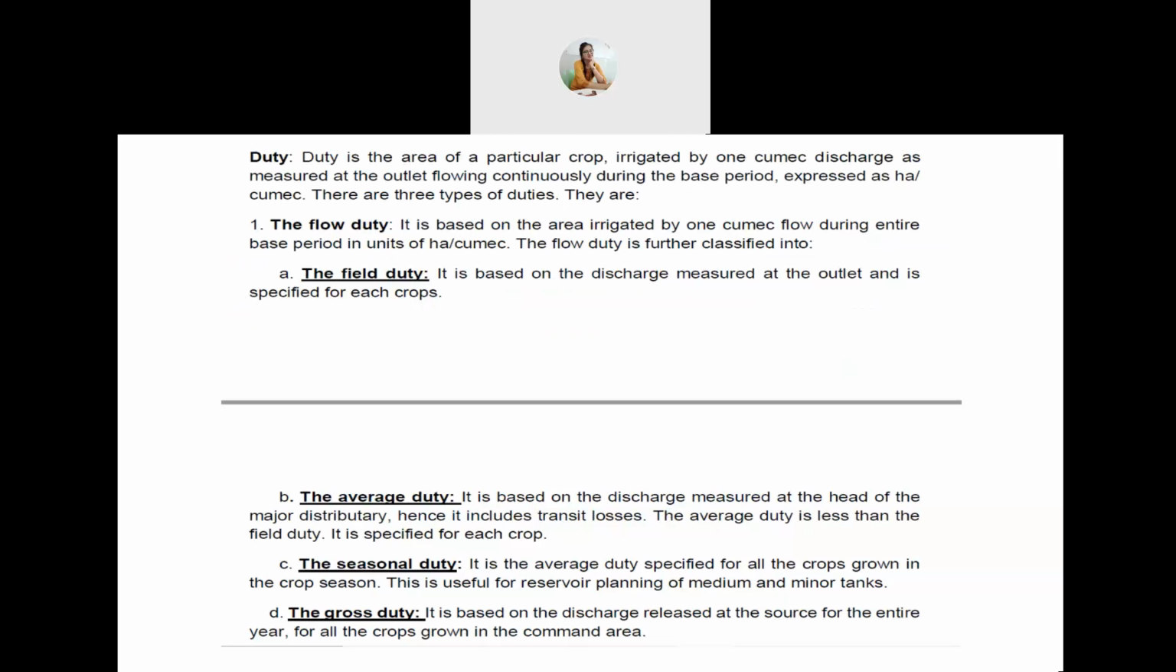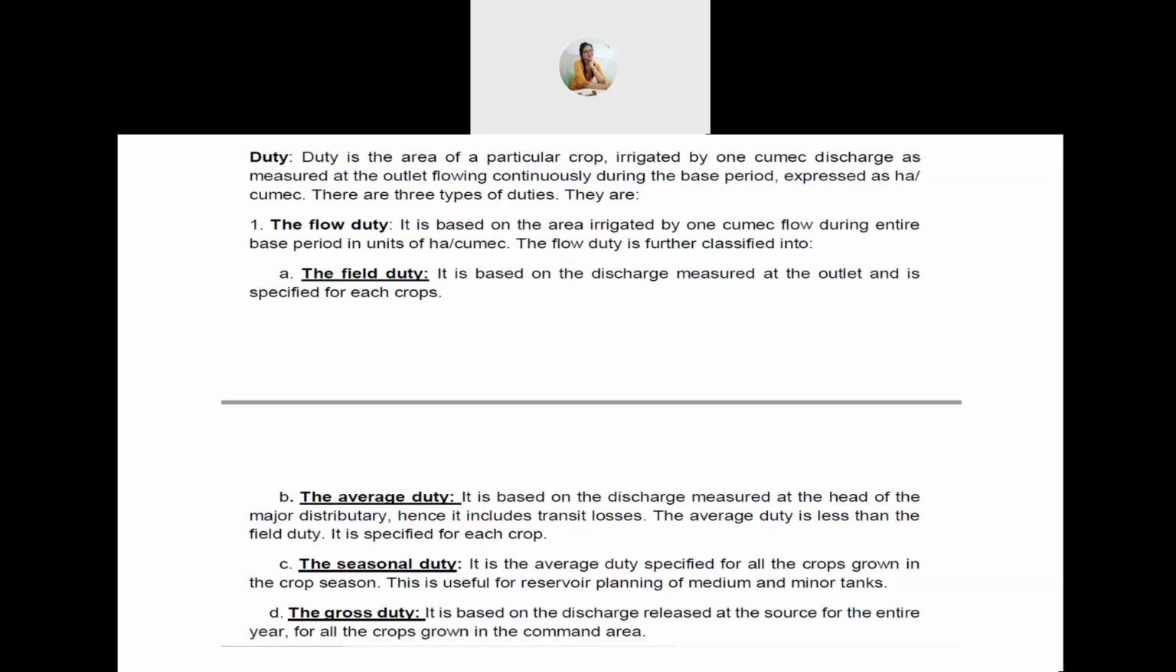The next term that we will go through is duty. So what is duty? The definition of duty is: it is an area of a particular crop irrigated by 1 cubic discharge as measured at the outlet flowing continuously during the base period, expressed as hectare per cubic. So basically there are three types of duties.